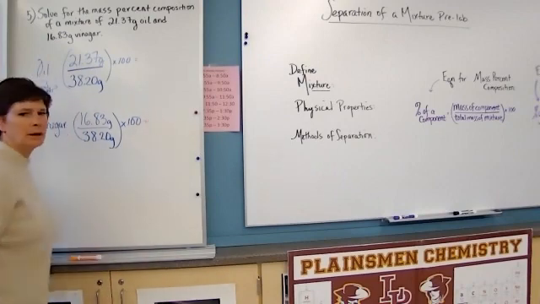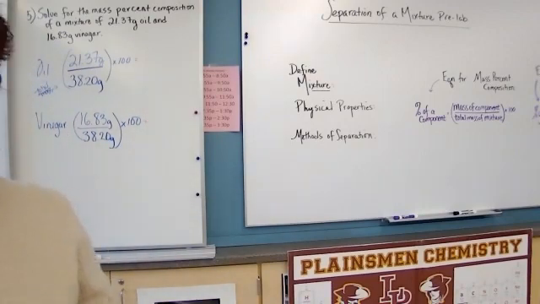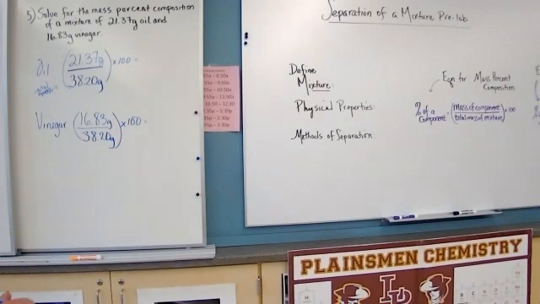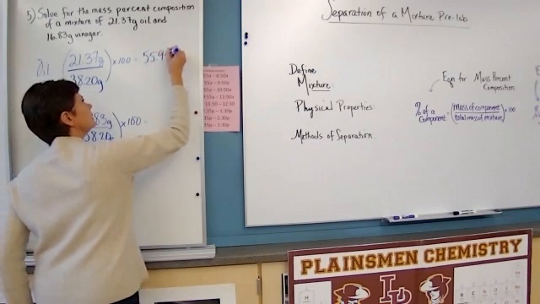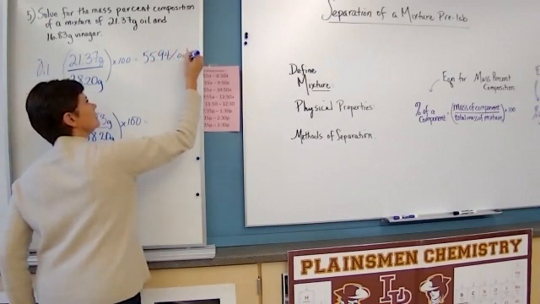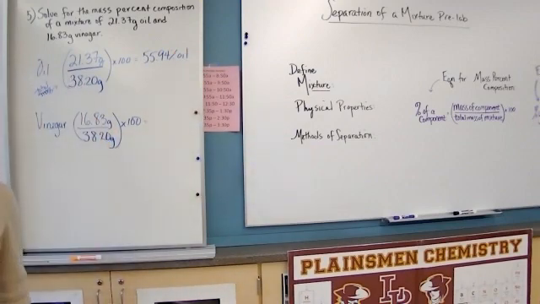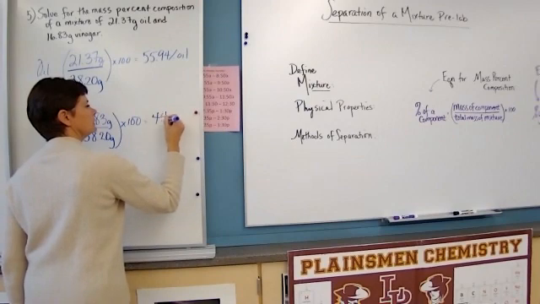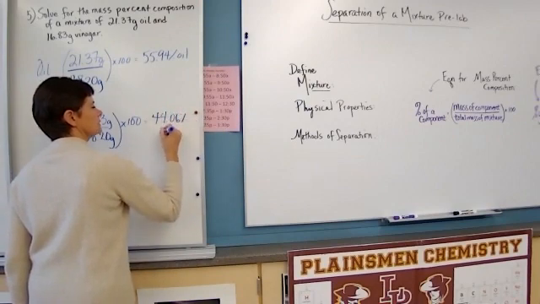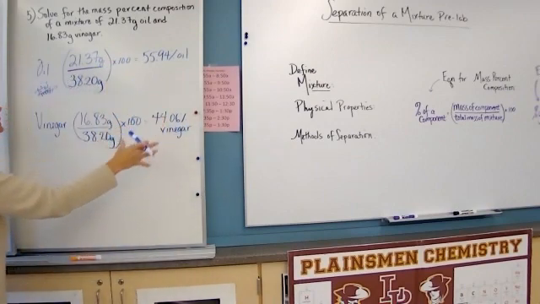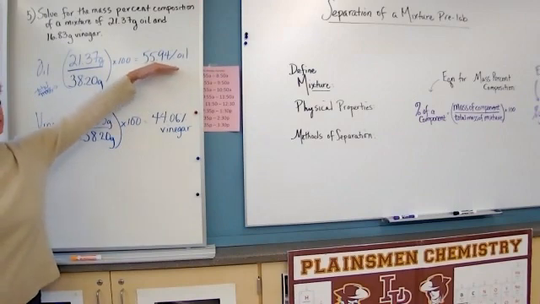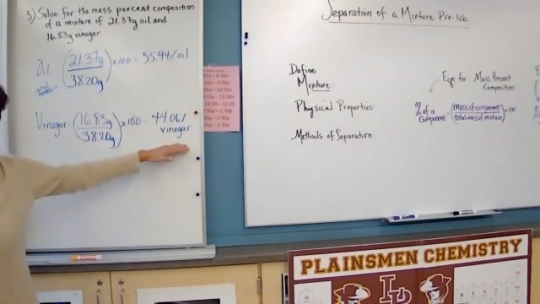So if we put these into our calculator and come up with a value, that gives us 55.94% oil. And then when we calculate the value for the vinegar, we get 44.06% vinegar. So for our original mixture, we have a composition of this amount of oil and this amount of vinegar.